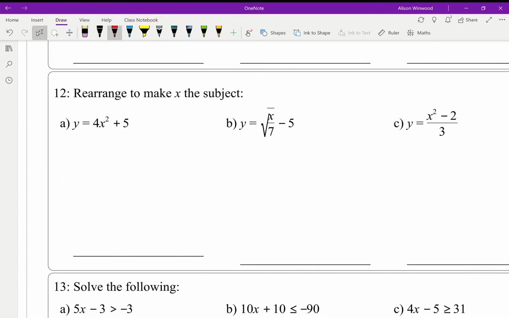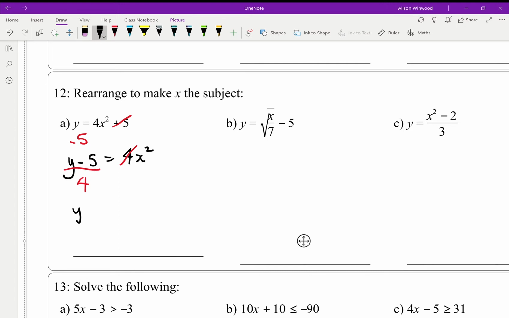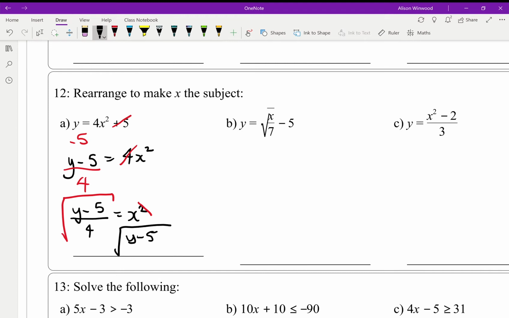I've got multiple steps here. Opposite of add 5 is subtract 5. Opposite of multiply is divide. I've got to make sure I divide everything, so a long line in my fraction. And the opposite of squaring is square rooting. The square root needs to go around everything, so I get y subtract 5 over 4 all square rooted equals x.